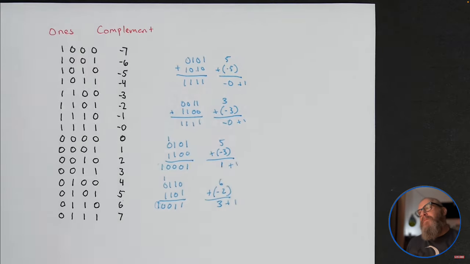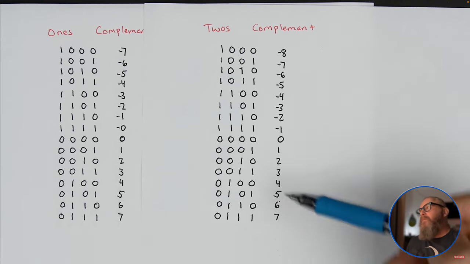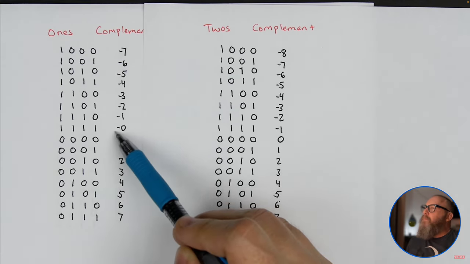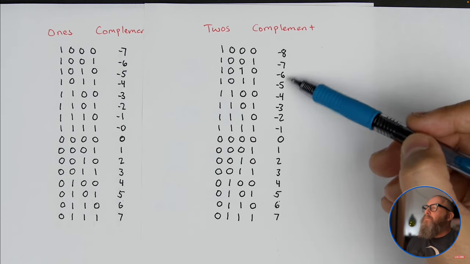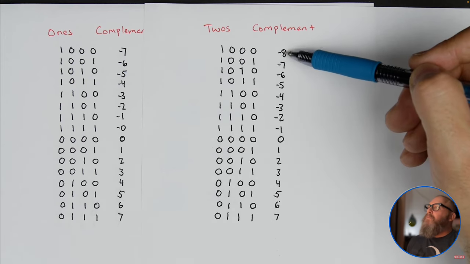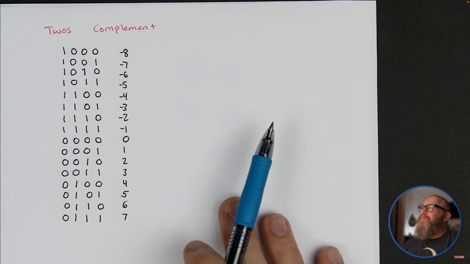So what we can do is look at another scenario, which is 2's complement. If we compare 1's complement to 2's complement, it's basically the same, except it gets rid of this negative 0. So instead of having negative 0, we just go right to negative 1, negative 2, 3, 4, 5, 6, 7. And the kind of weird thing here is we have a negative 8, and we don't have an 8. But the nice property about this is that all of our math works out very nicely.